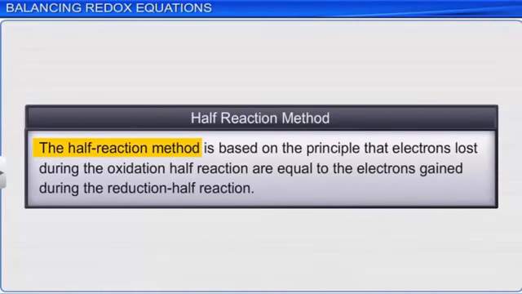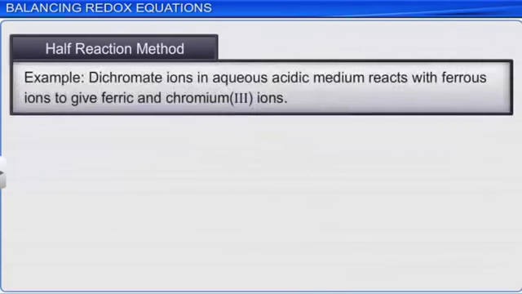The half reaction method is based on the principle that electrons lost during the oxidation half reaction are equal to the electrons gained during the reduction half reaction. Let's look at an example. In this reaction, dichromate ions in aqueous acidic medium react with ferrous ions to give ferric and chromium 3 ions. Let's look at the steps involved.